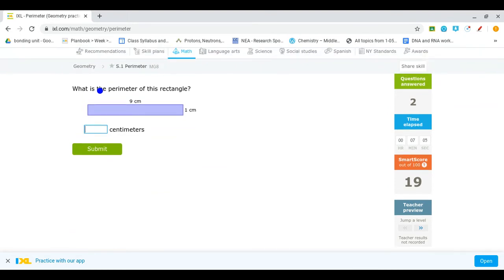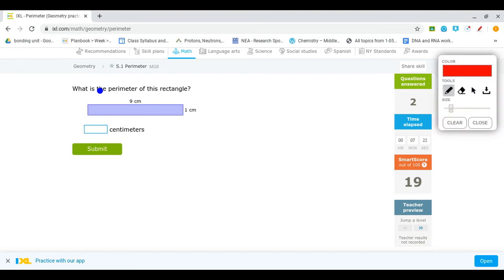Okay, the next one says, what is the perimeter of this rectangle? A rectangle is very similar to a parallelogram in that opposite sides are congruent. So if this piece is 1, then across from it is also 1. If the top is 9, then the bottom is 9. To find the perimeter of a rectangle, add up all four sides: 1, 1, 9, 9. When we add these all together, you get 20.